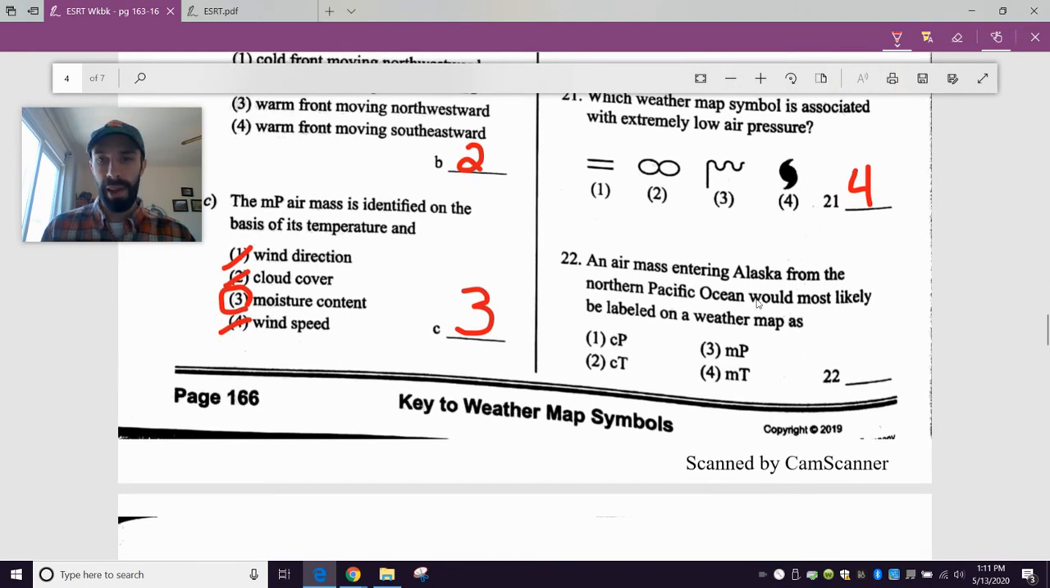An air mass entering Alaska from the northern Pacific Ocean would most likely be labeled on a weather map as what? Well, first off, Alaska is cold, so we know it's going to be polar. That gets rid of the tropical choices. And we know that it's coming from the northern Pacific Ocean, so it's from water, which would mean maritime, not continental. So it's going to be number 3.